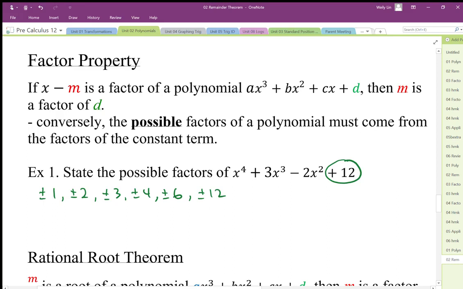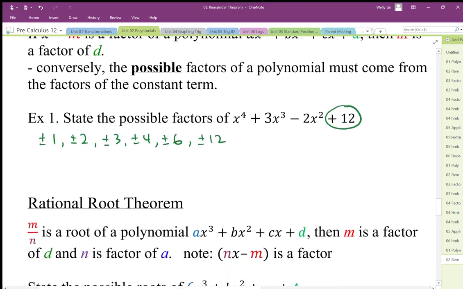Now 12 has lots of factors actually, and so there's lots of possibilities. Most of the time we're not going to necessarily have this many possibilities, but even if we do, at least we know we're limited in what we can test. And in fact, we're probably just going to test these ones here.